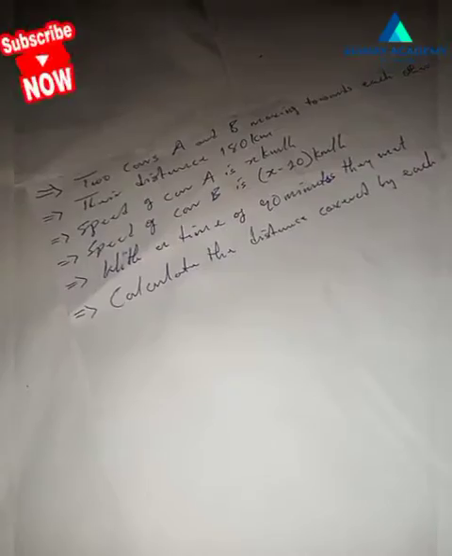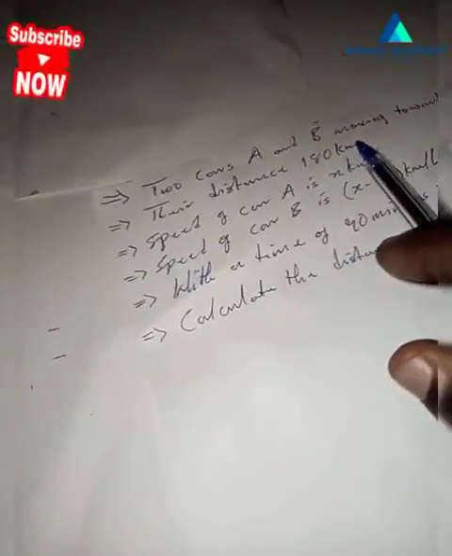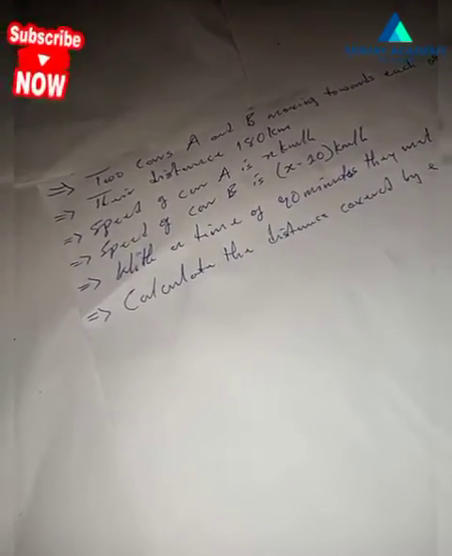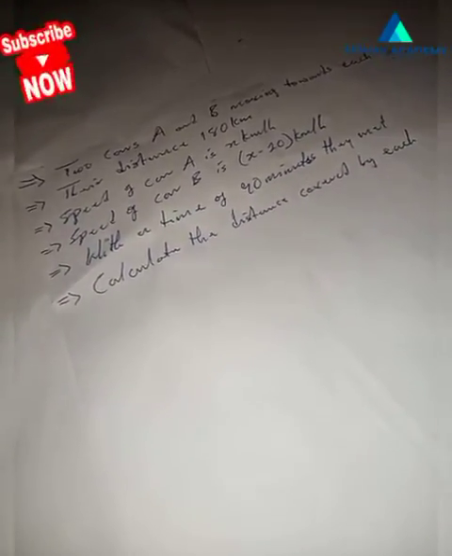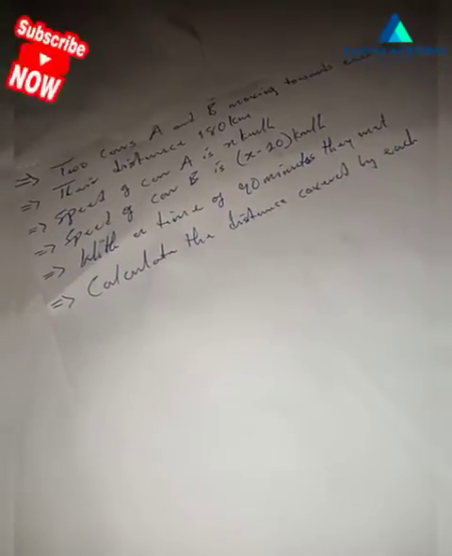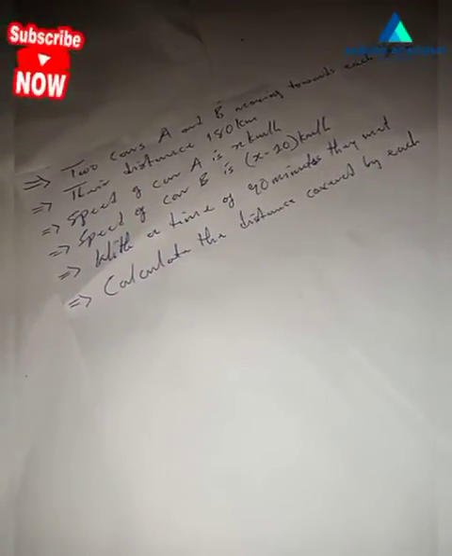Now, this is an excerpt from the main question. There are two cars, A and B, moving towards each other. One from each side of the road, one from the left and one from the right, coming towards each other. The distance between the two cars is 180 kilometers.